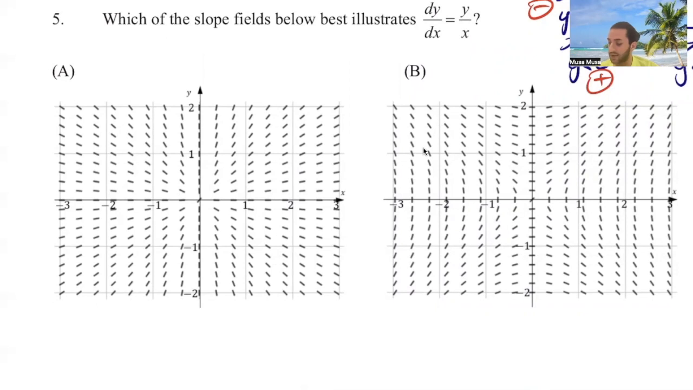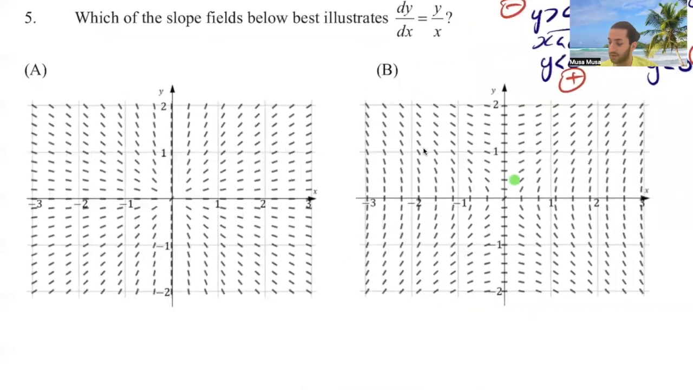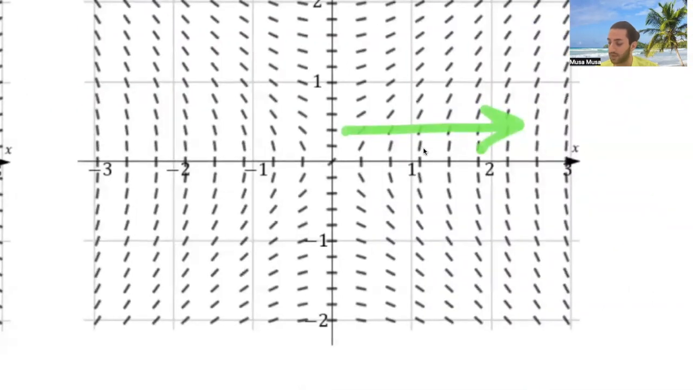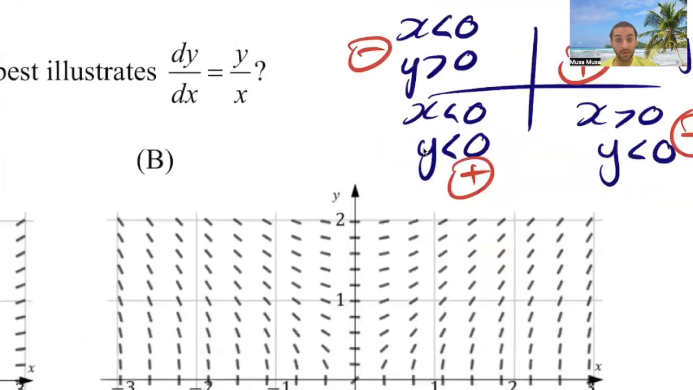So as x gets bigger in this one, what's happening to the gradients? What's happening to the slopes? Looks like they're getting steeper, right? They're going from zero, steep, steeper, steeper, steeper, steeper, even steeper. Does that satisfy this? If x gets bigger, this gets steeper.